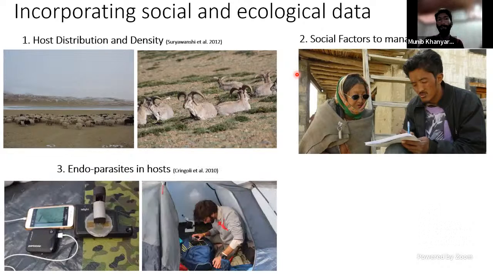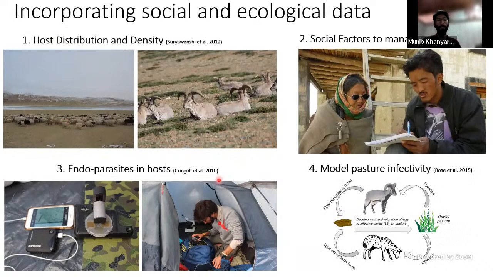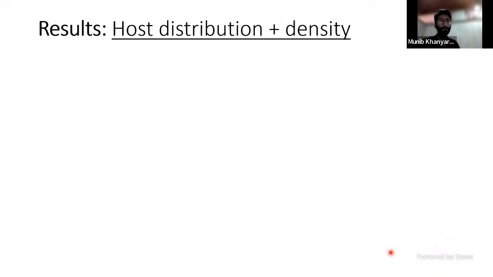Then, of course, we looked at actual endoparasites in our hosts. This was all done in the field by collecting fresh fecal samples of both the blue sheep and the livestock and analyzing them. I won't get into the methods, but we can discuss it if that's useful. And then eventually, based on all these 3 points, we used a parasite transmission model. Again, we can talk more about it in the discussion, to actually model the pasture infectivity, or in other words, to see when are the times in the year when pasture infectivity increases and who might be contributing to it more, the blue sheep or the livestock.